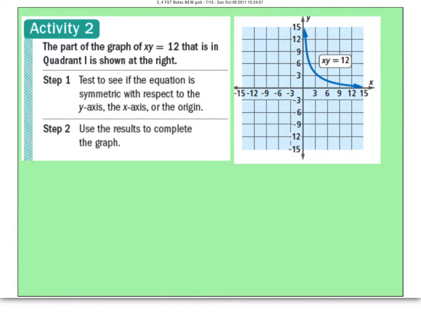Now this is an interesting question. They have part of the graph already here, and it's x times y equals 12.